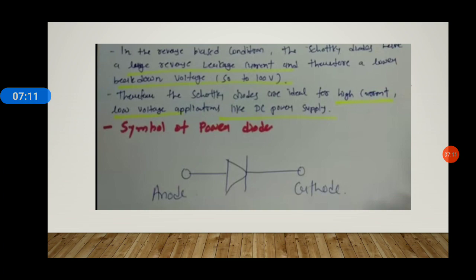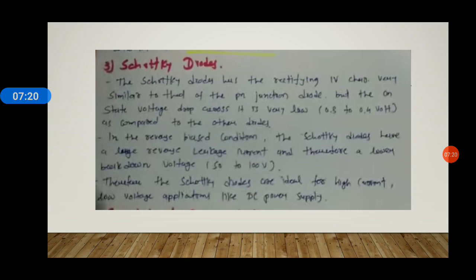And as it has a lower breakdown voltage, you can say the Schottky diode has a very low on-state voltage drop, for example 0.3 to 0.4 volt. So it has a reverse breakdown voltage or a leakage current also, you can say.